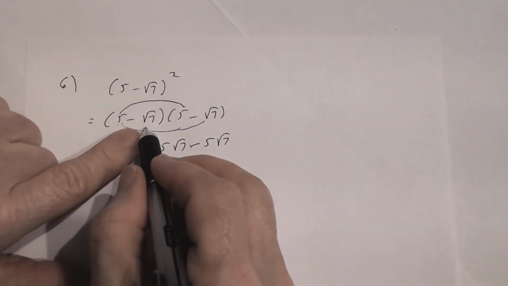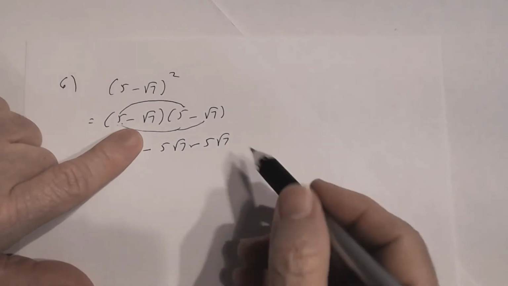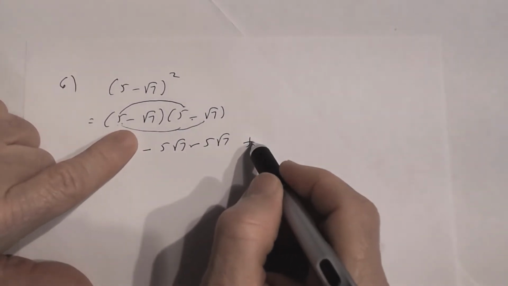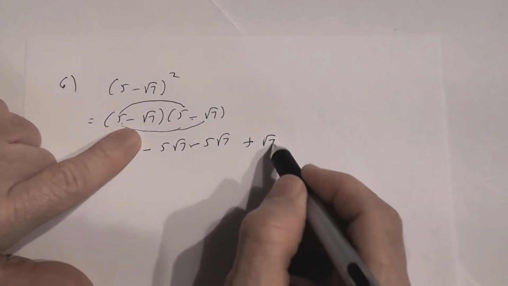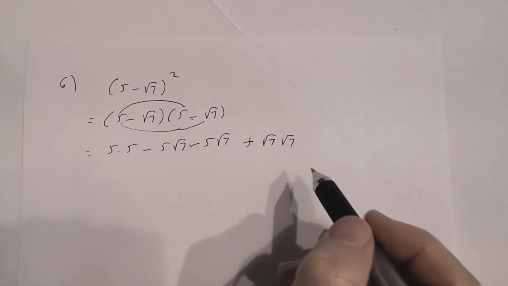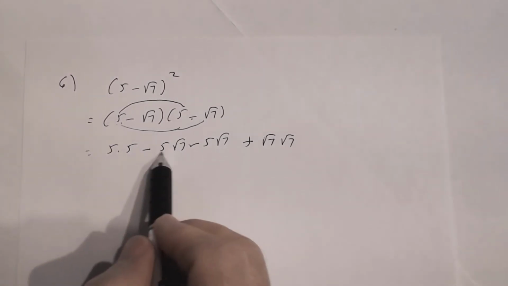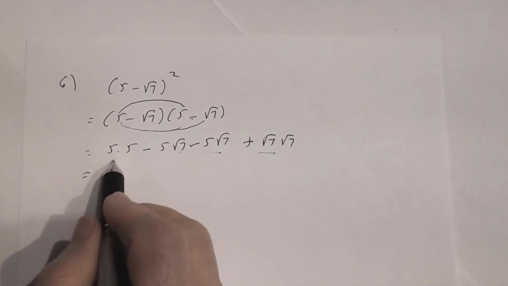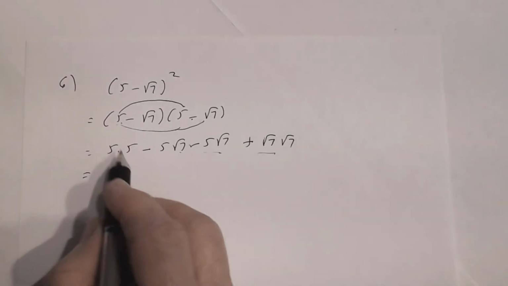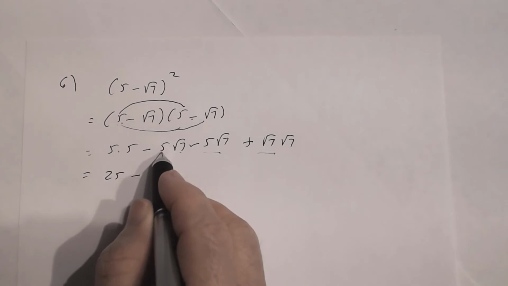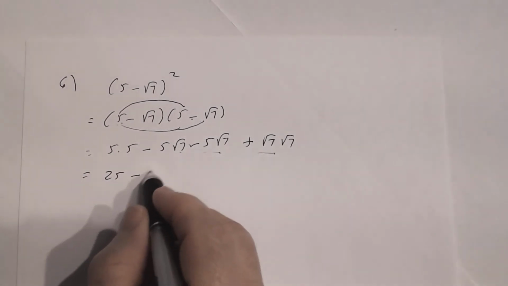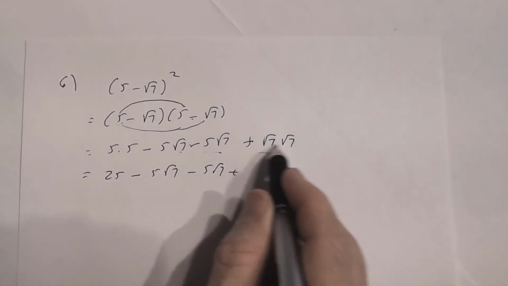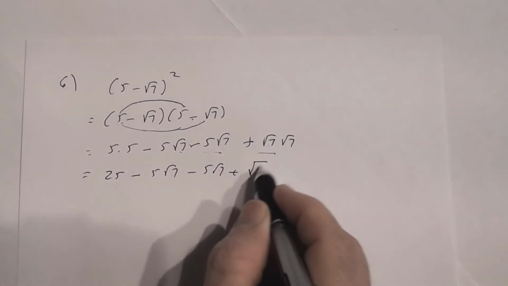You'll agree that square root of 7 times 5 is the same as 5 square root of 7. And then a negative times a negative is a positive, so be careful with your signs. And then I have square root of 7 times square root of 7. First, outer, inner, last. Now let's simplify each of those terms. 5 times 5 is 25, minus 5 square root of 7, minus 5 square root of 7, and then 7 times 7 is 49, so it will be the square root of 49.